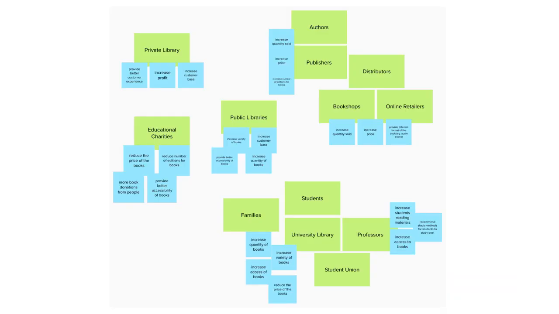The ones with direct interactions with students are families, university library, professors, and the student union, while the posts which are further away from the students are public libraries, educational charities, bookshops, etc. They will have indirect or no interaction with students. However, they will also affect our target group when solving this problem.